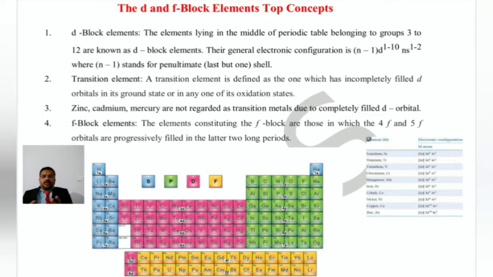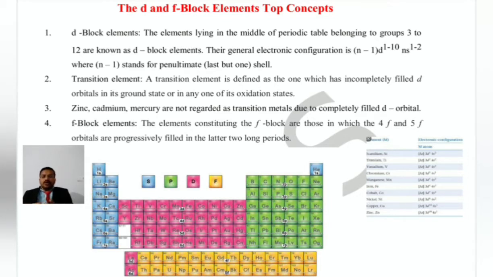So the first point, D block elements. The elements lying in the middle of the periodic table belonging to group 3 to group 12 are called D block elements. The general electronic configuration is (n-1)d1 to 10 ns1 to 2. So in this particular periodic table you can see that the groups which are marked in red color, that is from group 3 to group 12, they are called D block elements.